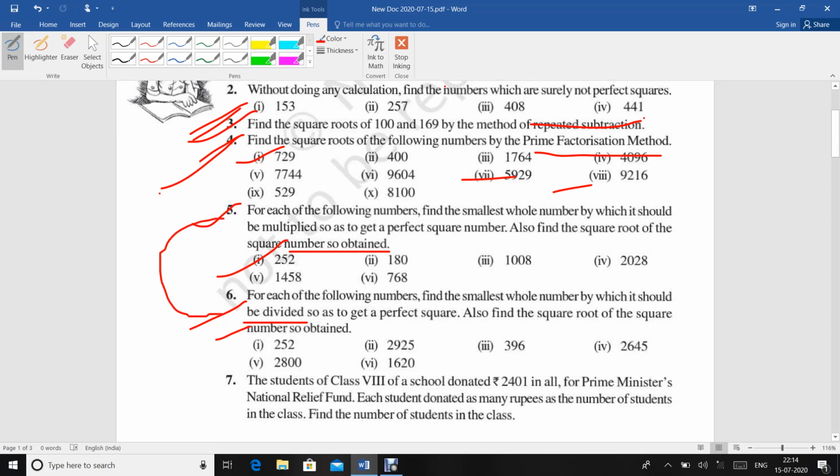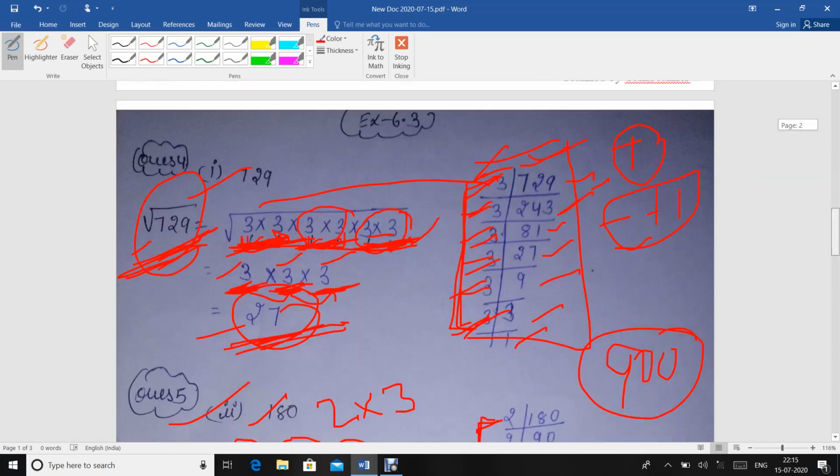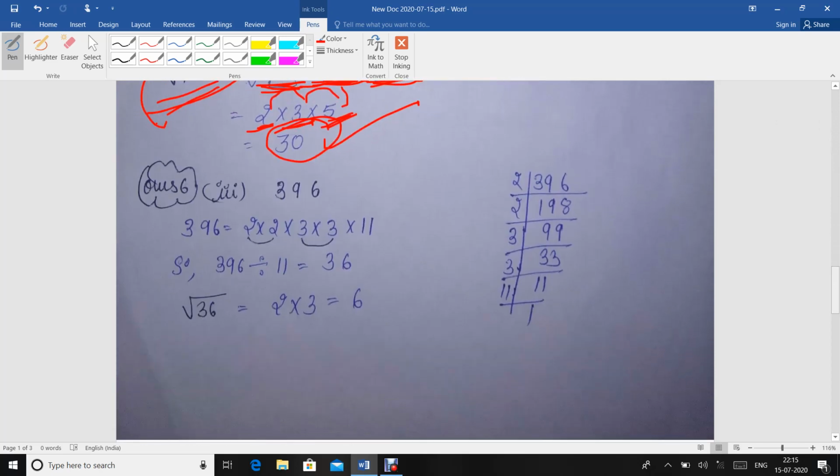See, this is like question number 5, but in question number 5 you were asked by which number it should be multiplied, and in question number 6 you are asked by which it should be divided. But we will solve it in a similar way. Let us pick up one part of this question and try to solve it. This is question number 6, and we are picking up part third, that is 396.